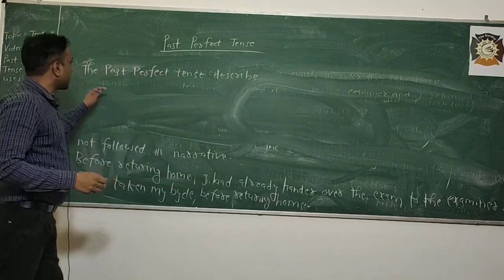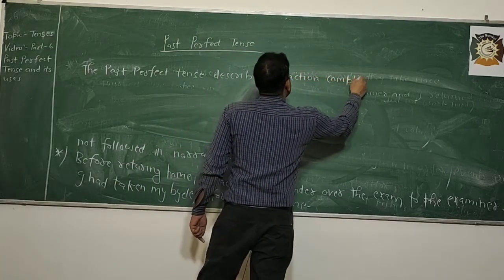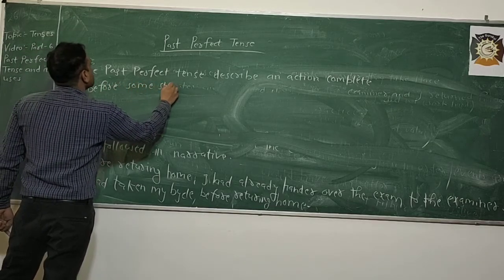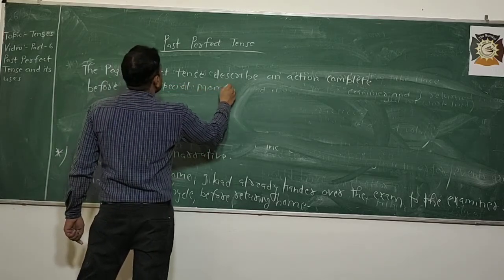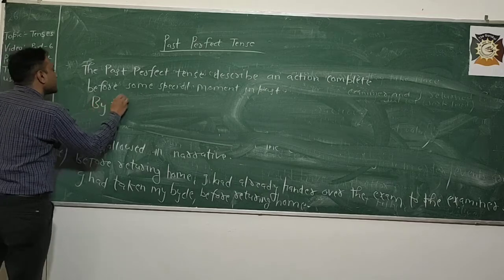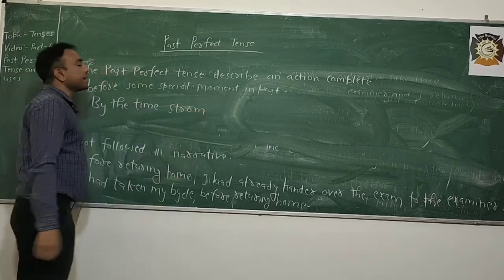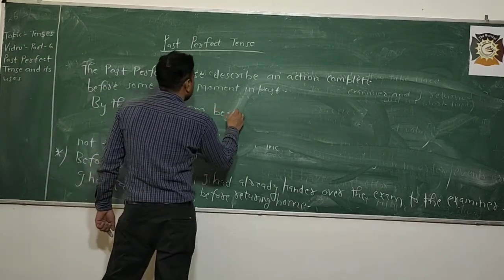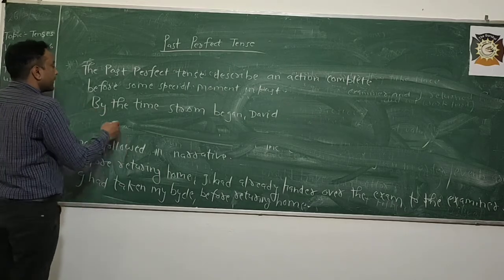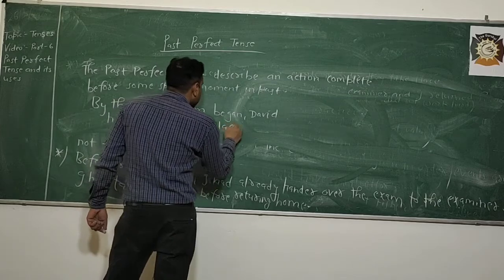The past perfect tense describes an action completed before some special moment in the past. By the time the storm begins, David, by the time the storm begins, means some special moment. Why is this moment special? David had found a safe place in the forest.